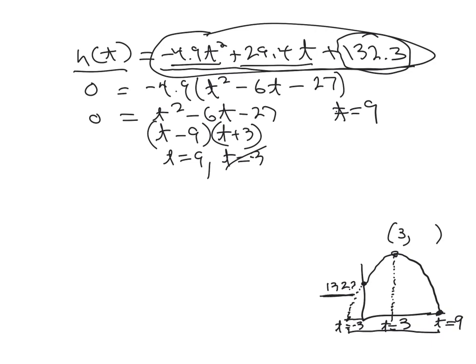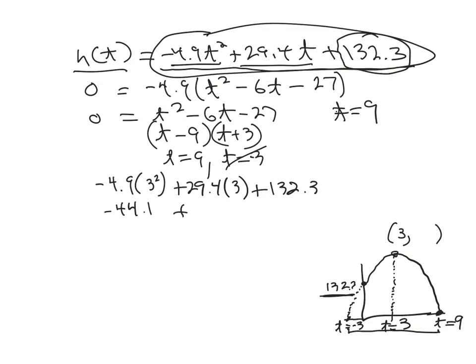It will certainly be above 132.3. Okay, so we have negative 4.9 times 3 squared plus 29.4 times 3 plus 132.3. So this gives us negative 44.1 here plus 88.2 plus 132.3, and that ends up equaling 176.4. So our height off the ground at t is equal to 3 is 176.4. Okay, so that's how we do this problem.